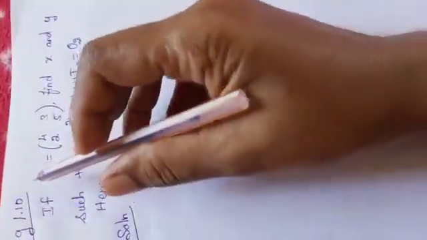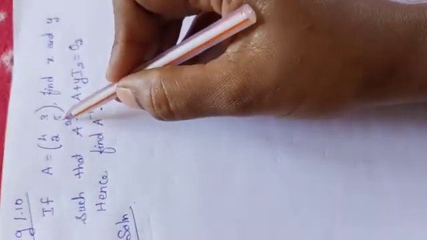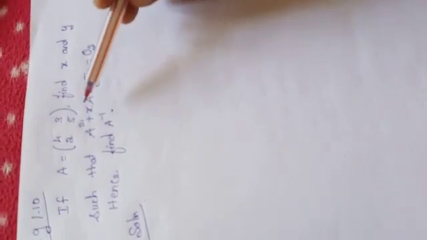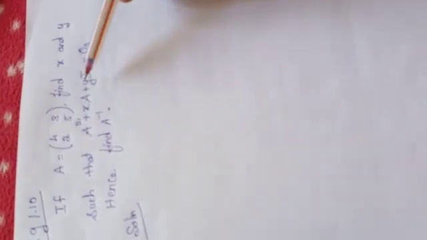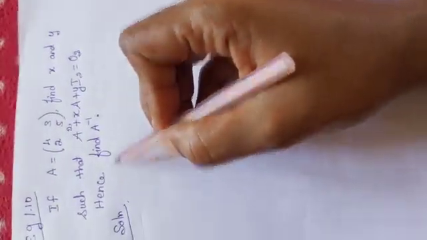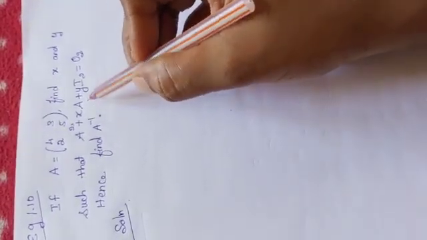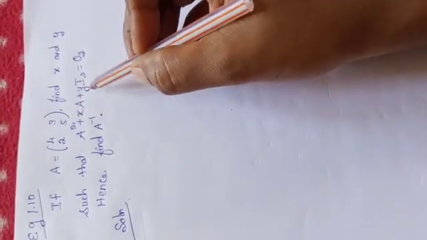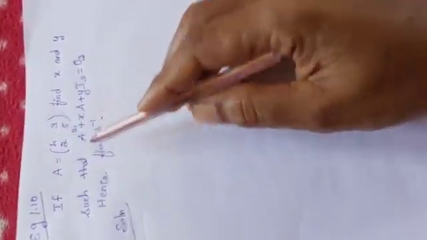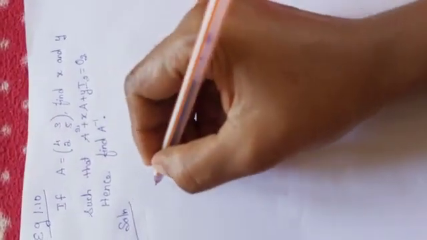Say example 1.10. If A is equal to a 2 by 2 matrix is given, find X and Y such that an equation is given: A square plus X into A plus Y I2 equals 0. Hence find A inverse. X and Y we need to find out. After finding X and Y, we need to find out A inverse. Anyway, A is known. A square we need. Shall we find it out?